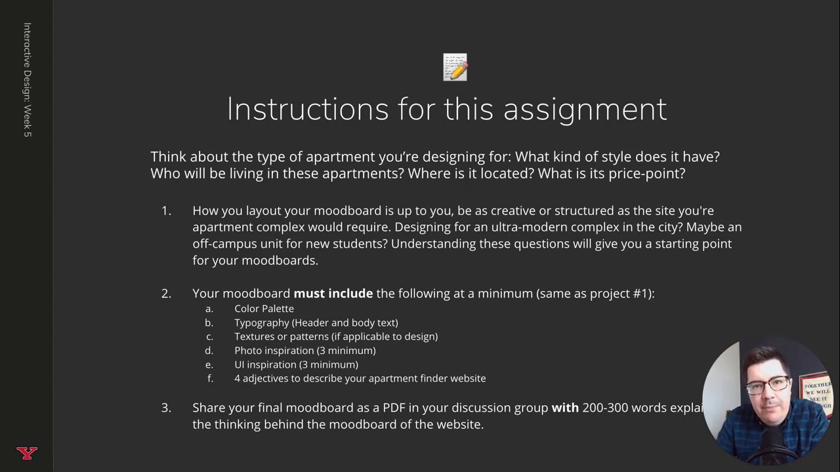3 UI examples. So look at other apartment websites that might fit in that category. Maybe they're local to Cleveland or Pittsburgh or Akron or other areas that you're familiar with, and get UI inspiration. Include examples of those on your mood board. And then again, 4 adjectives that describe your apartment website, and that should lend itself to some of the information you provided in the previous module itself.